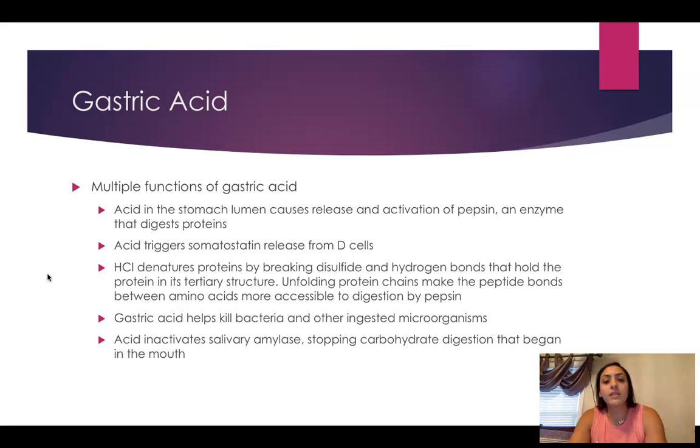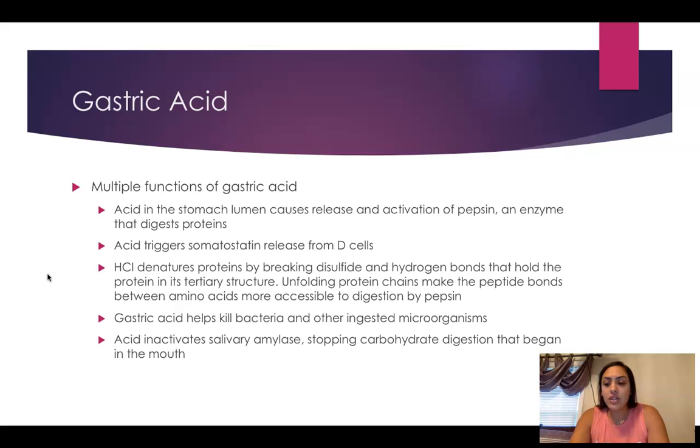which denatures proteins by breaking disulfide and hydrogen bonds that hold the protein in its tertiary structure, unfolding protein chains, making the peptide bonds between amino acids more accessible to digestion by pepsin, which is that enzyme that breaks down the proteins, which all ties in together and actually does make sense. Gastric acid also helps kill bacteria and other ingested microorganisms in our stomach. The acid inactivates salivary amylase, stopping carbohydrate digestion that began in the mouth.